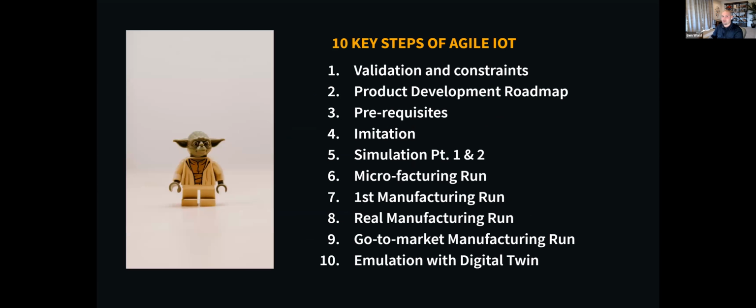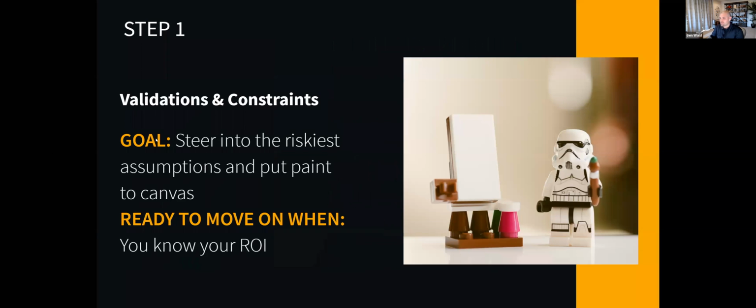All right, so what are the 10 steps of Agile? Start with validation and constraints. Build a product development roadmap. Bang out the prerequisites. Imitation, 2 parts of simulation. There's a micro manufacturing run. There's a manufacturing run. There's a real manufacturing run. I'll get into the nuances there. You've got your go-to-market manufacturing run and then emulation with digital twin. That's what we're going to be covering here.